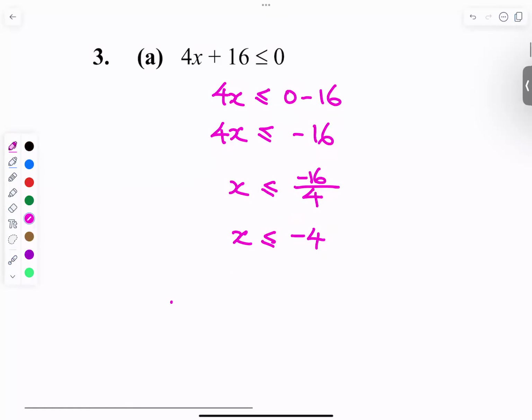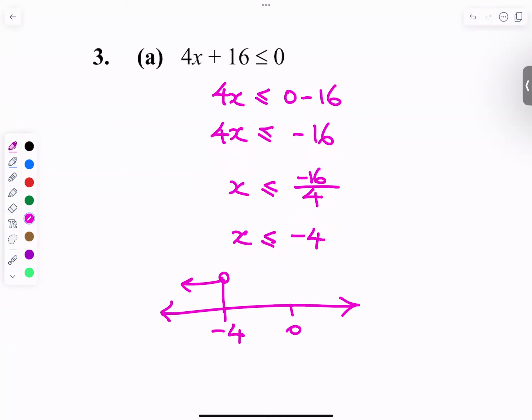Oh, and of course, drawing. Left side because it's lesser, and I have to blacken it because there's an equal sign.